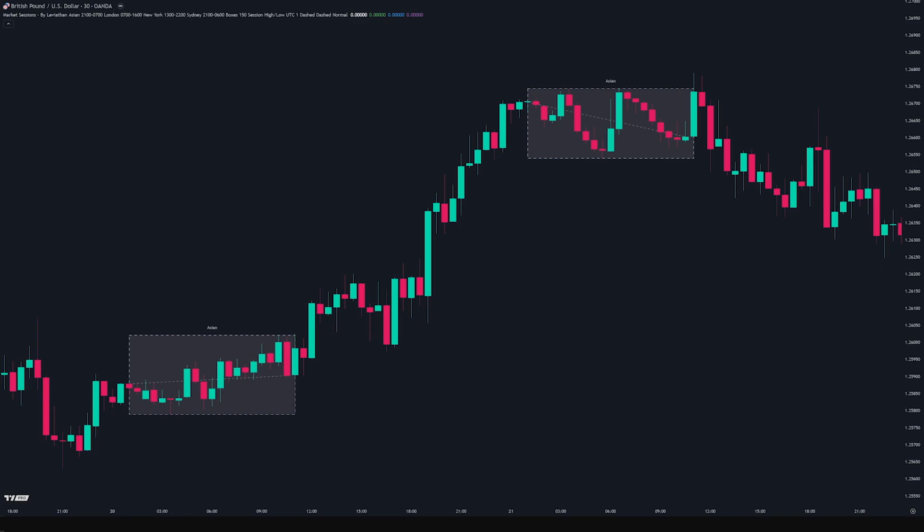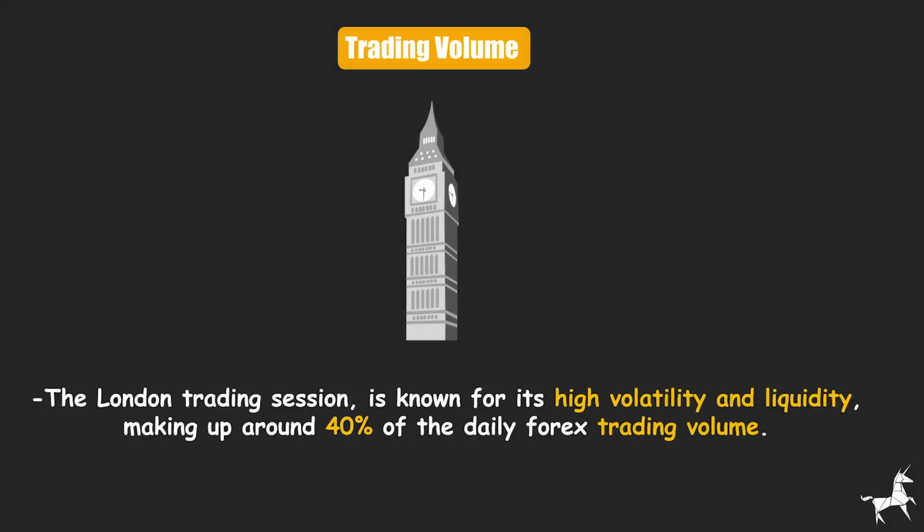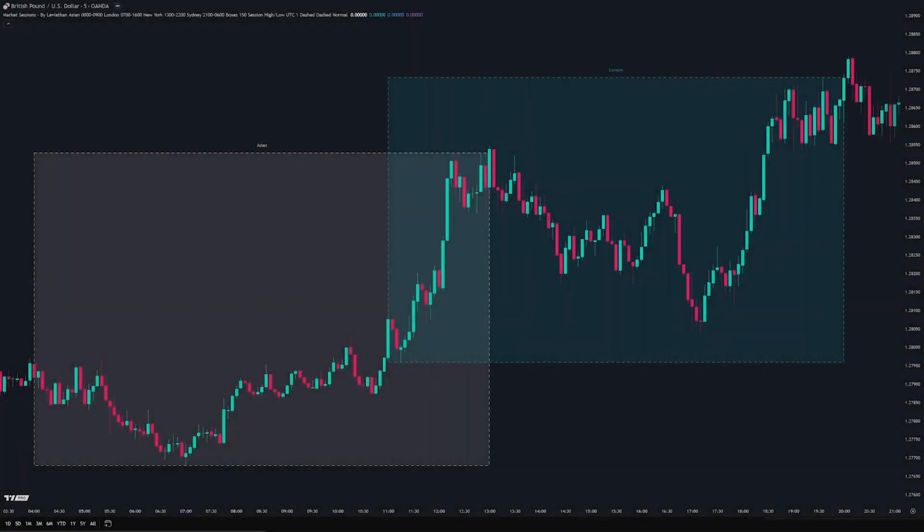The London trading session, on the other hand, is known for its high volatility and liquidity, making up around 40% of the daily Forex trading volume. When London opens, the market typically experiences strong price movements and trending behavior, which are signs of high volatility. It's common to see breakouts from the Asian session range, creating new highs and lows. This session often sets the direction for the rest of the trading day, making it crucial for traders looking to capture significant price moves.